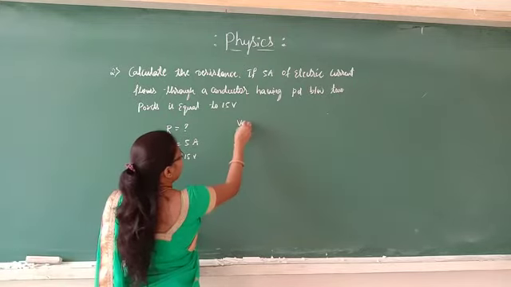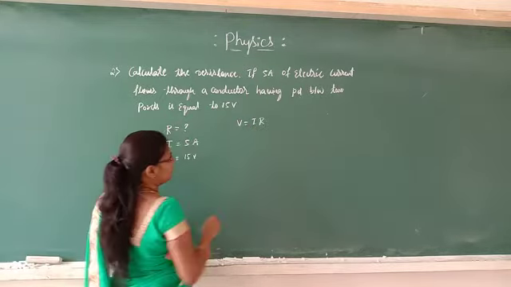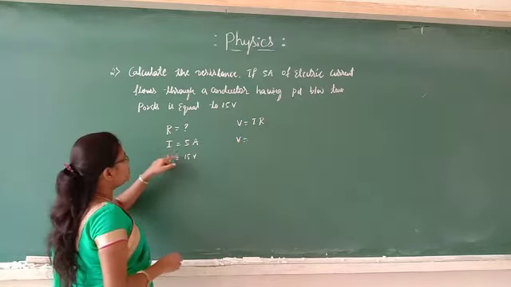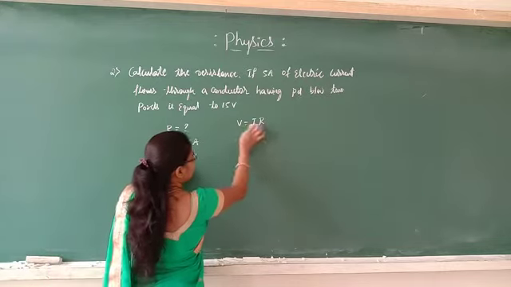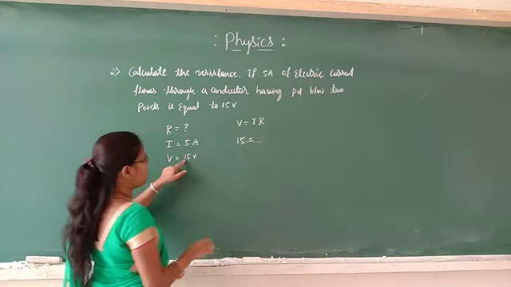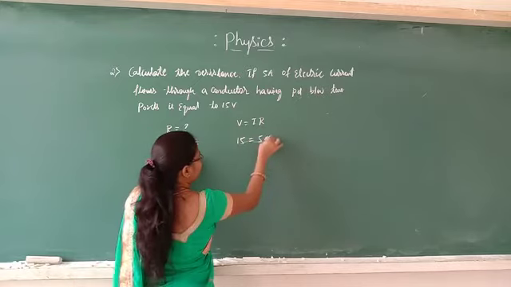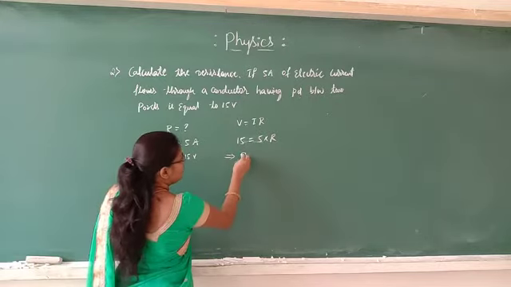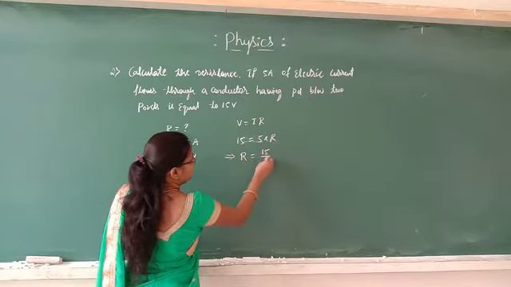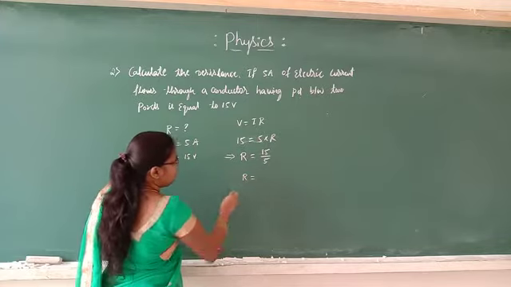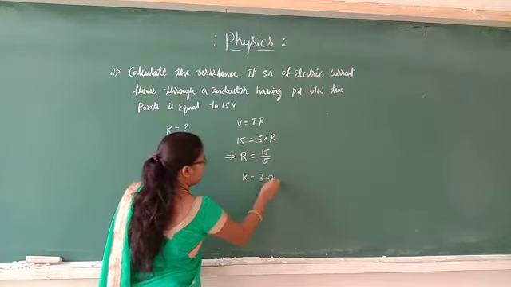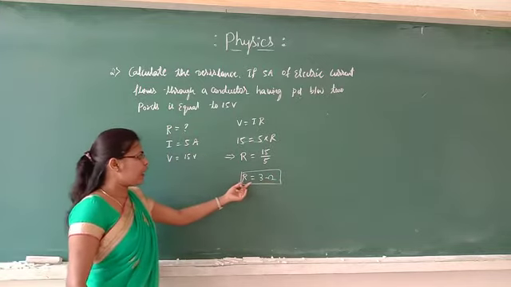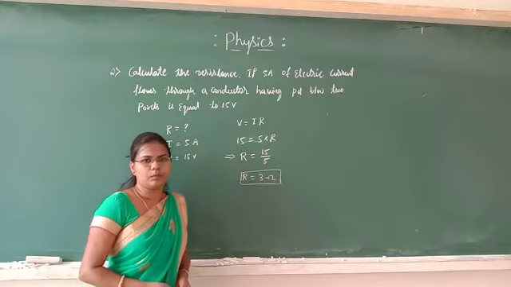Then we have to calculate the resistance. So according to Ohm's law, V is equal to I into R. So this implies the value of V is 15, it is equal to, and I is 5 ampere into R. And we have to rearrange this formula. So that is R is equal to 15 divided by 5. So this implies R is equal to 3 ohm. Okay, so the SI unit of resistance is ohm. So the value is R is equal to 3 ohm.